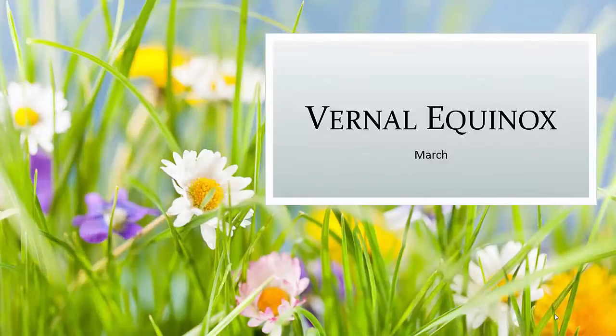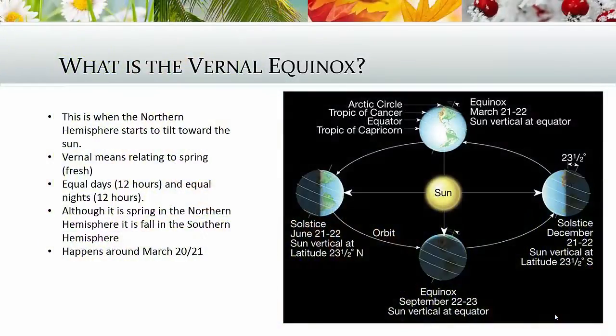The vernal equinox. So, what is the vernal equinox? This is when the northern hemisphere starts to tilt toward the sun. Vernal means relating to spring or fresh, new. Here you have equal days and equal nights. So it's 12 hours of day and 12 hours of night. Whatever happens in the northern hemisphere, the opposite happens in the southern hemisphere. And the vernal equinox happens around March 20th, March 21st.